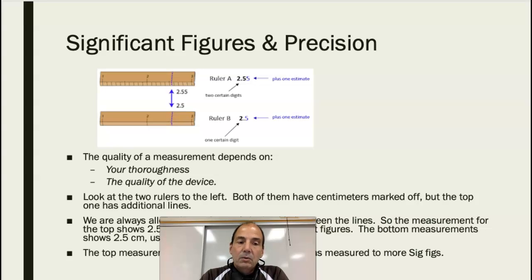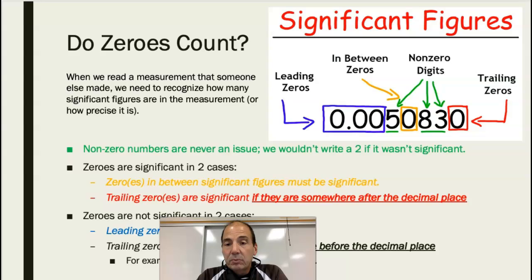So when we're talking about sig figs, it's based off of measurements, and a measurement, again, is only just so good. When we look at a number or a measurement, there should never be a question that non-zero numbers like 5, 8, 3 are always going to be significant. We would never write them if they weren't.